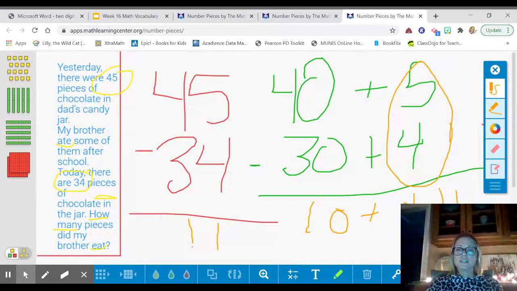Okay, so today in your independent practice, you are going to have 4 word problems that you are going to need to solve. You can work them out on paper and then you'll send a picture to your teacher or however she asks for you to do that, boys and girls. And when you solve them, you can use the base 10 model or the expanded form model, whichever works best for you.